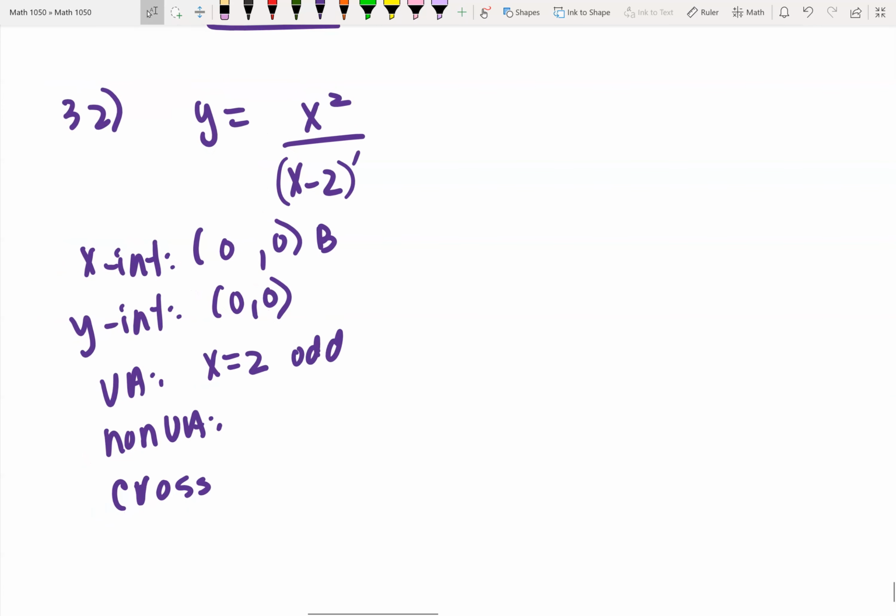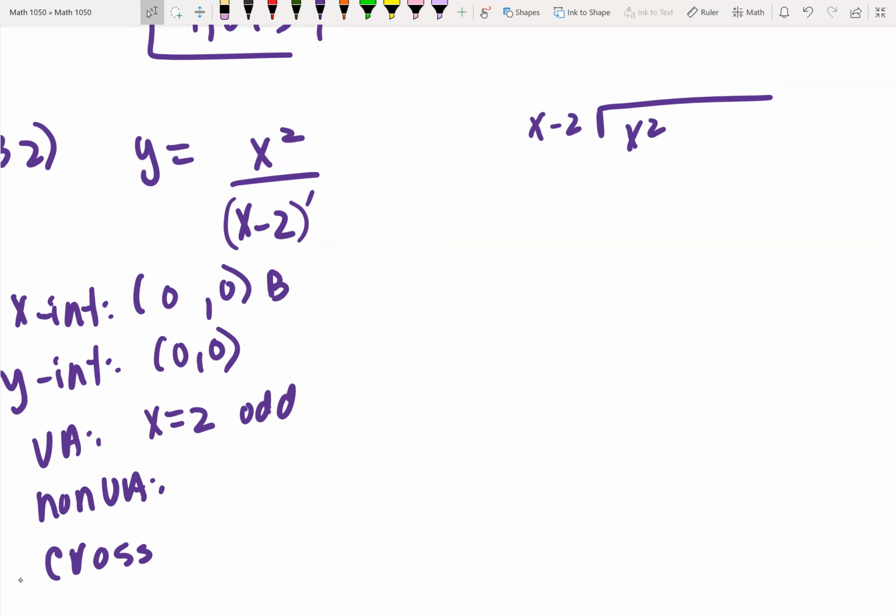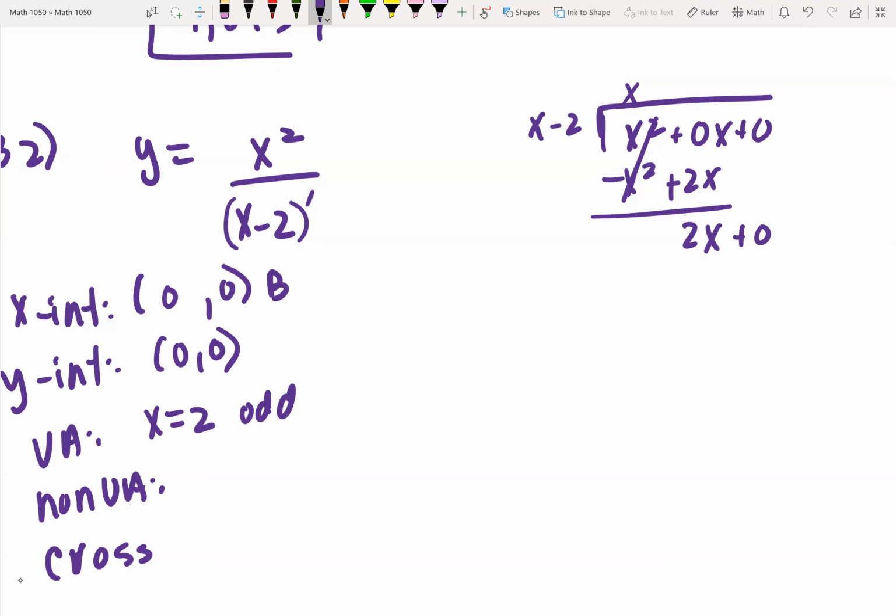So on the outside, I'm going to have x minus 2. On the inside, I'm going to have an x to the second. Now, you have to be careful because you have to remember to do something, or you're going to get hit with a lot of points off. Do you see how you have the second? You have to have a first, and you have to have a constant, and it matters. What do I multiply by x to get x to second? That's an x. Distribute x to second minus 6x. Change your signs. Those cancel. I get a 2x. Bring down the 0. What do I multiply by x to get 2x? That's a 2. Distribute 2x minus 4. Change your signs. Those cancel. That's my remainder. So my non-vertical asymptote is y equals x plus 2.